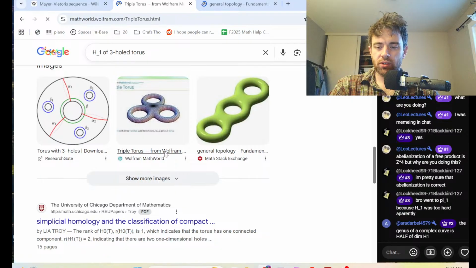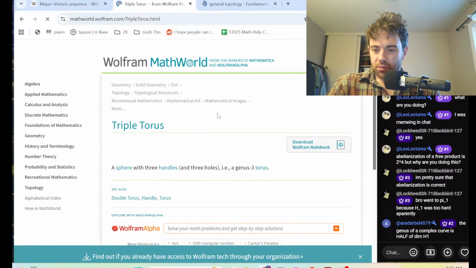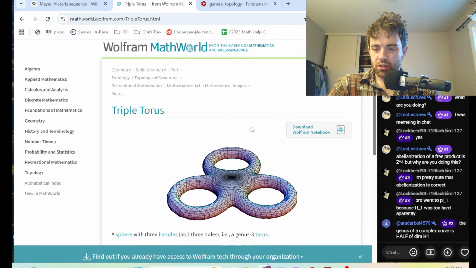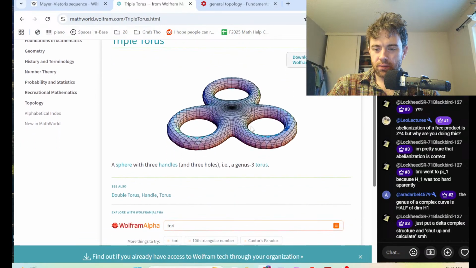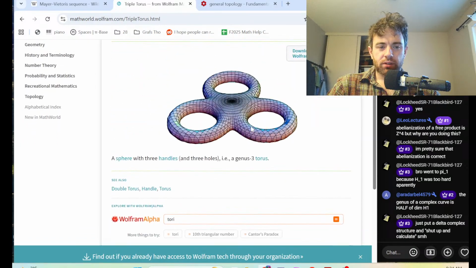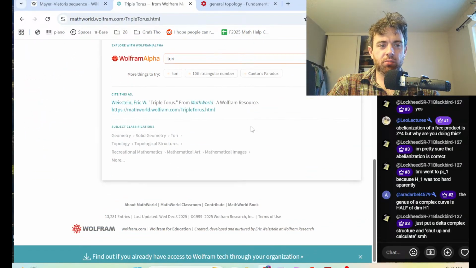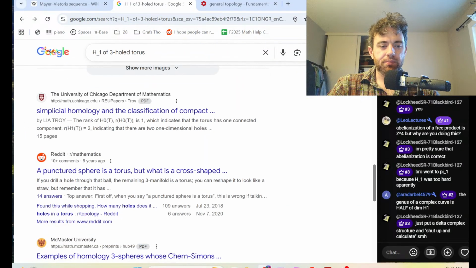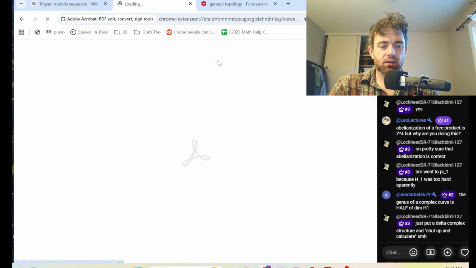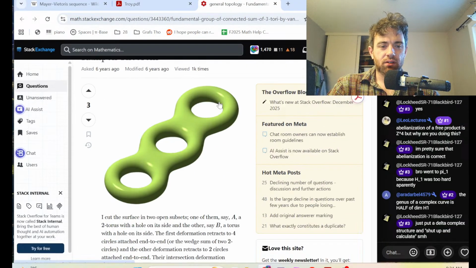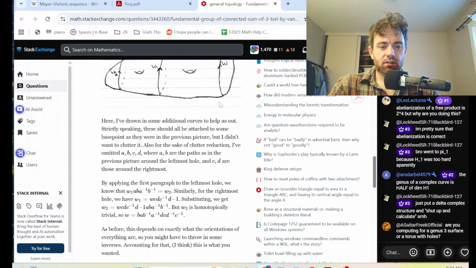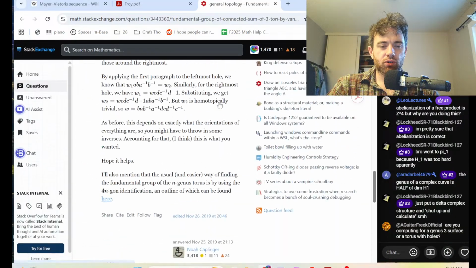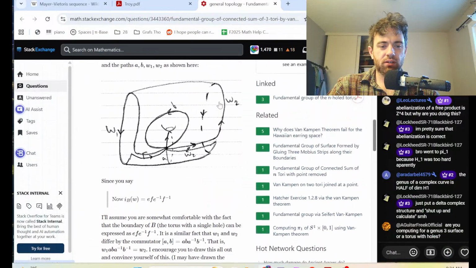What does Wolfram say? The genus of a complex torus is half the dimension of H1. Yeah, I should just make some complex and then compute it. We could also... Is it worth Van Kampening this?